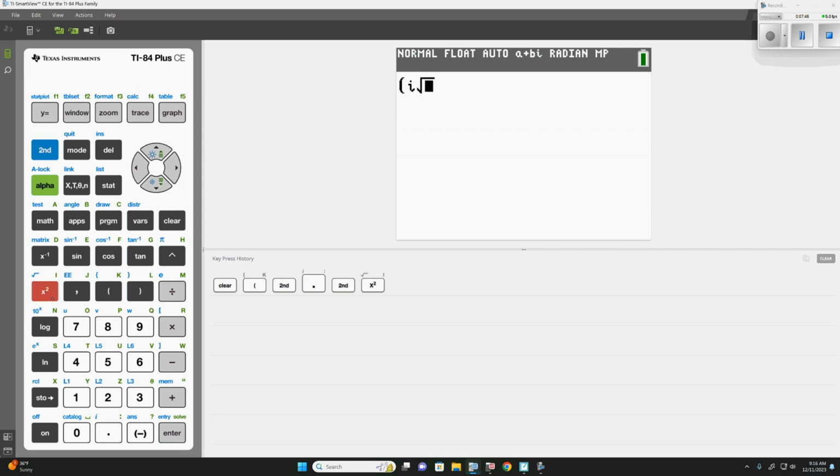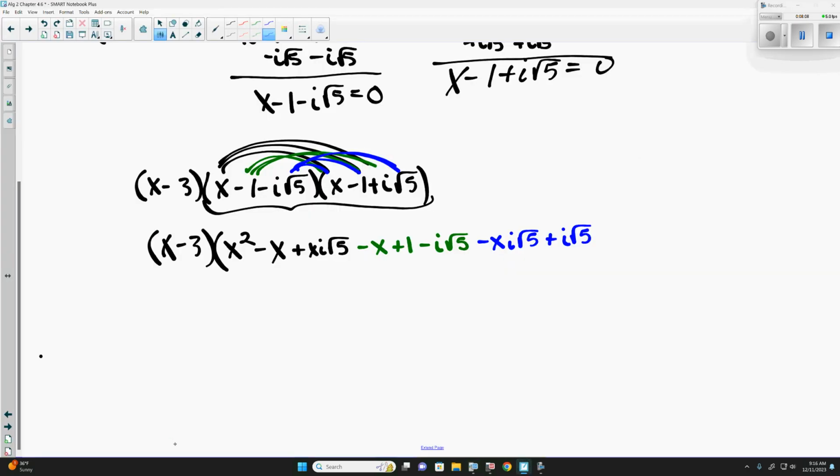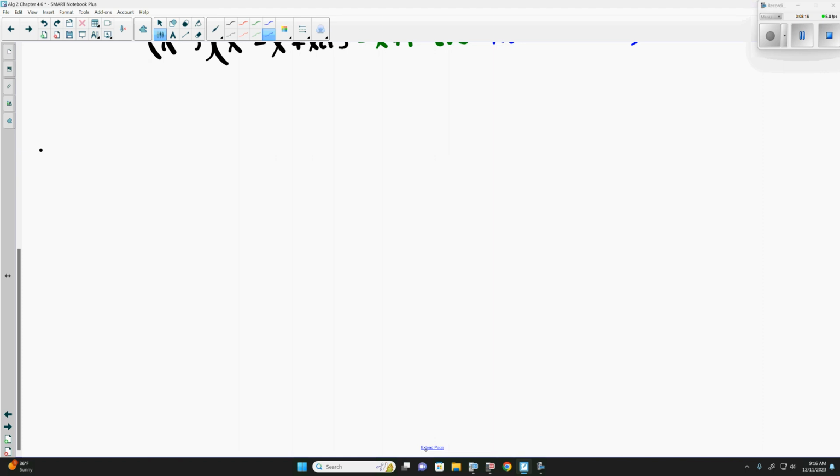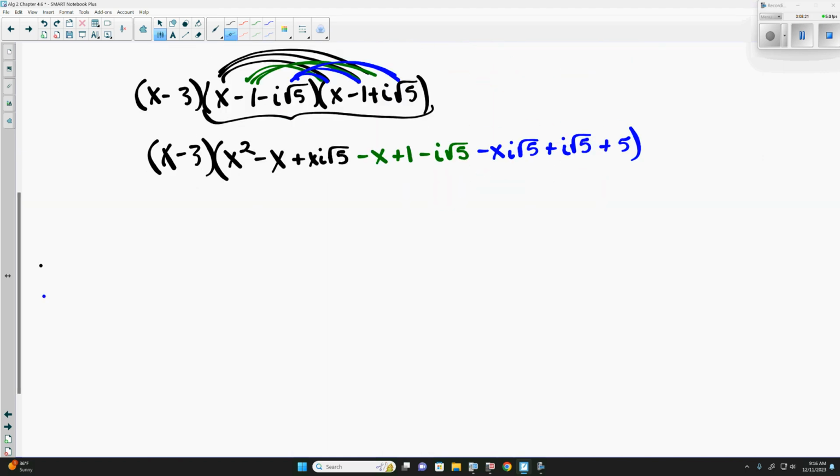i square root of 5 times negative i square root of 5. Now we can do this in the calculator mainly because our square root of 5 times square root of 5 is 5, and our i squared will simplify out to positive 5. So what that's telling us is the last term is plus 5. Questions on this so far?